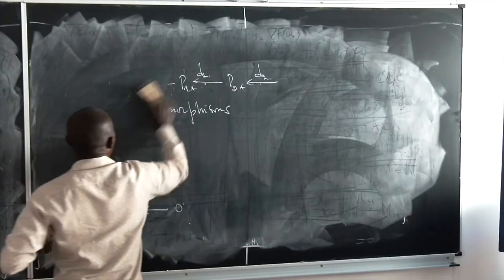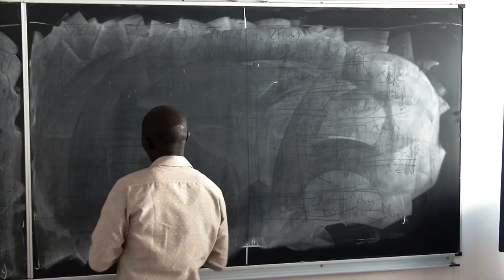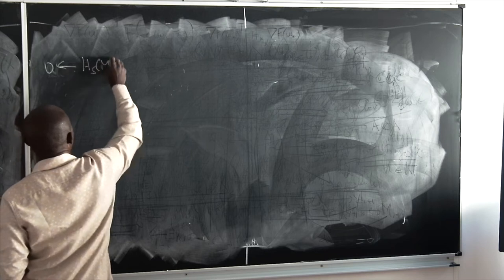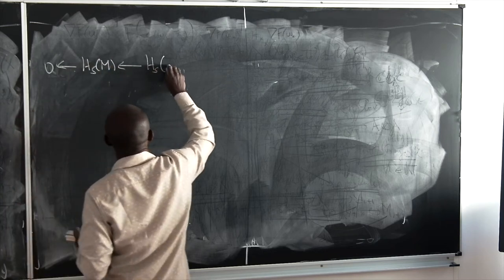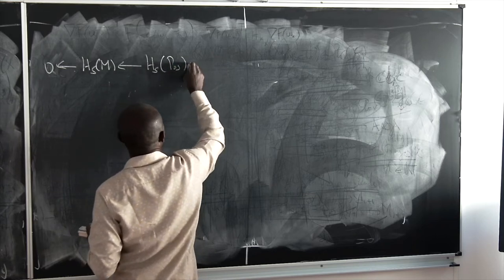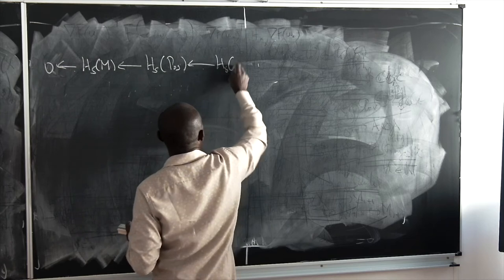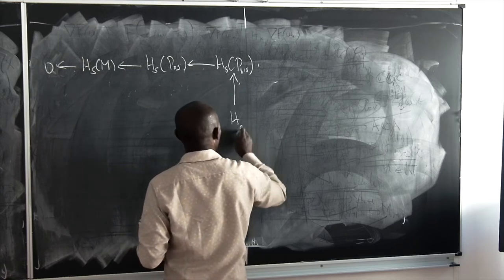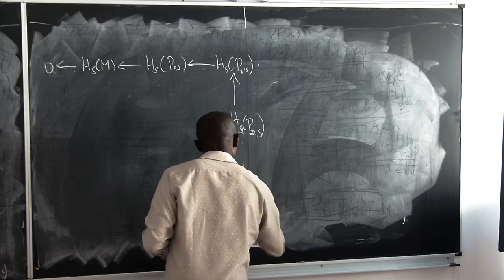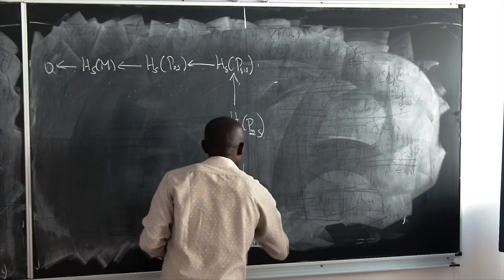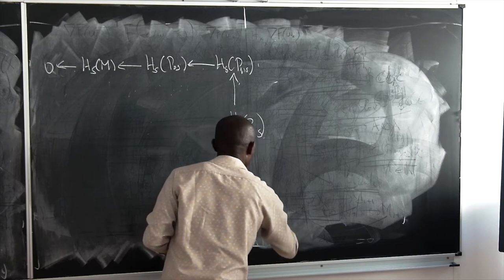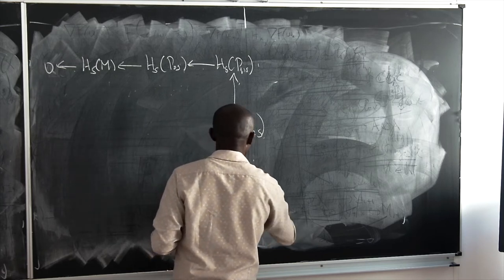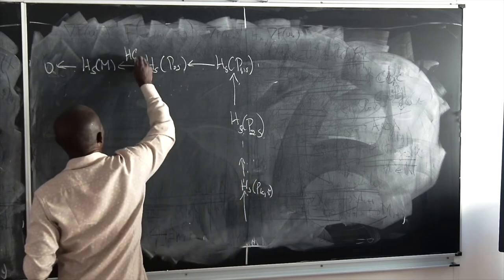And zero, HS of M, HS of P0 S, HS of P1 S, HS of P2 S, HS of PK S. We have here HS of M, HS of P0 S and so on.